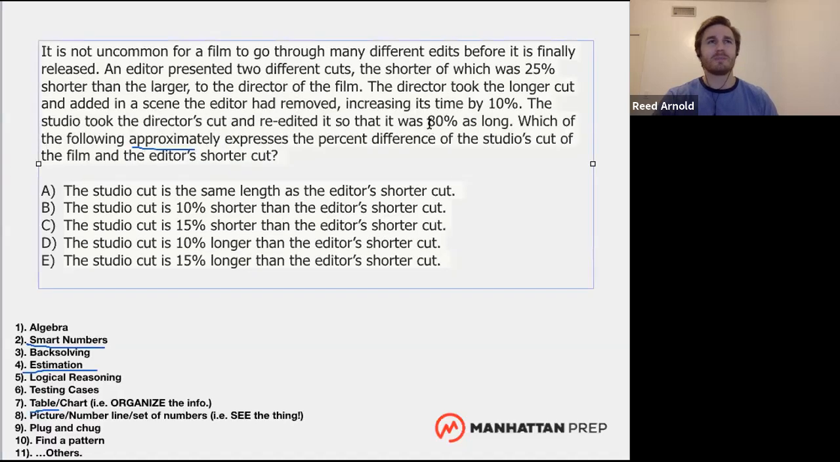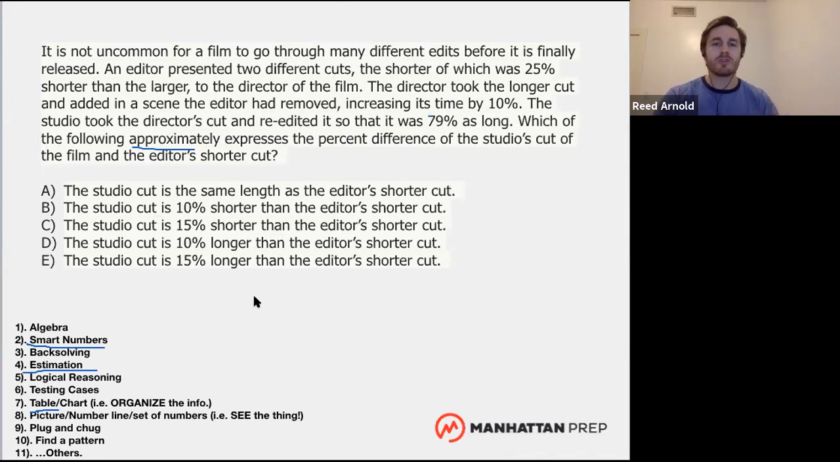Oh, also, I meant to give you, well, shoot. I had a typo in one of the versions of this problem. I made it 79% as long. It doesn't change much. It was just a chance to estimate through this problem.